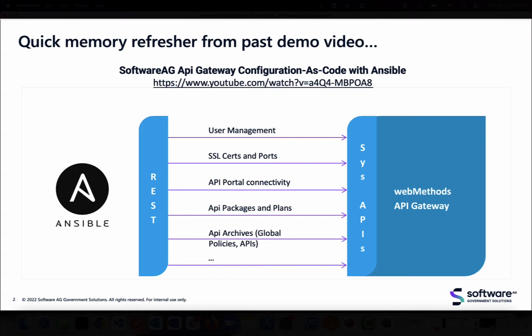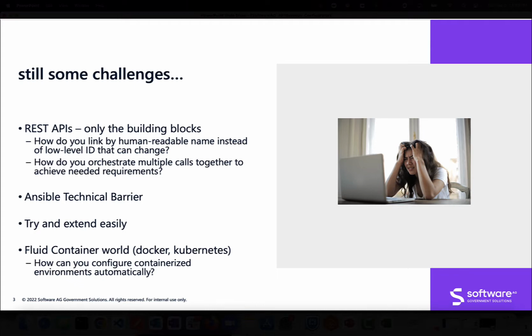Last time, I explained and demonstrated how you could automate different configuration items in Software AG API Gateway by using Ansible and by calling the system APIs for API Gateway over REST. But frankly, there were still some adoption challenges with that approach, especially if you're not well versed with the system APIs for API Gateway and with Ansible as a whole.